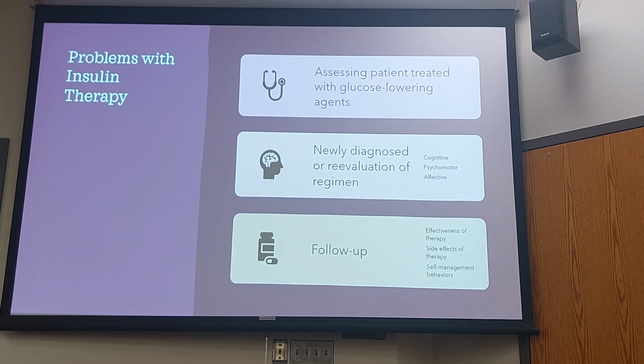So when we're doing combinations of things, it gets really difficult to determine what's going on with their blood sugar. Is it because of their diet? Is it because of their insulin? Is it because of oral medications?